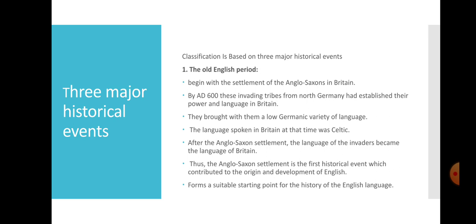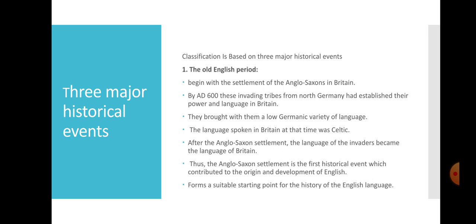And so by AD 600, these invading tribes from North Germany had established their power and language in Britain. These Germanic tribes settled in England, and they established their power and language in Britain. They brought with them, these Germanic tribes, the Angles, the Saxons and the Jutes, who were there to fight against the Picts, Scots and Irish.